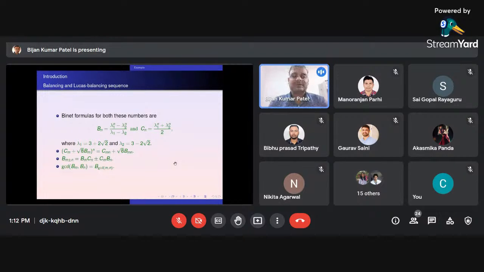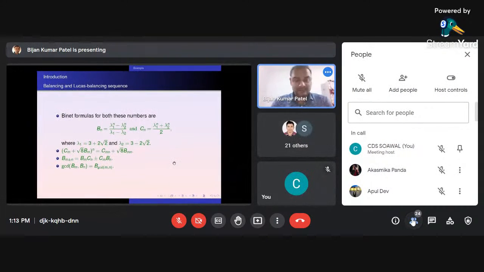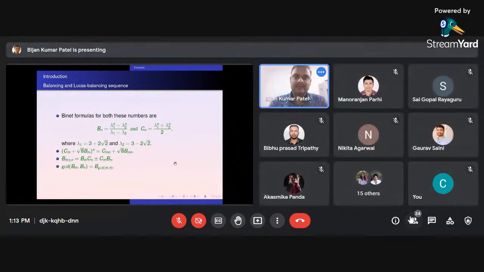So a natural question arises: why are researchers actually interested in this sequence, because all of us know the Fibonacci sequence. It's a very famous and well-known sequence, and it has numerous applications in every field. So why would one be interested in this sequence? Basically, everyone studies the natural numbers, and this balancing sequence follows the properties of natural numbers.